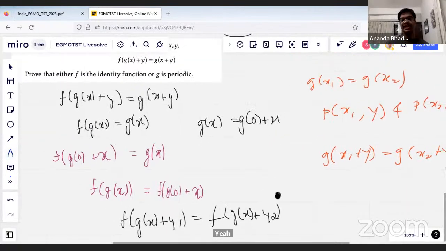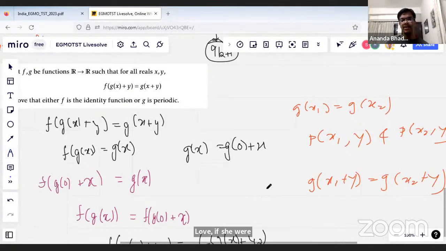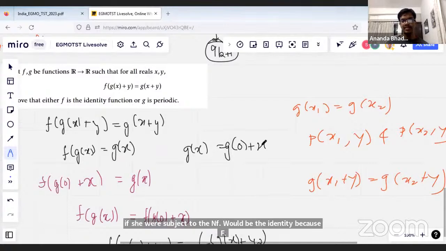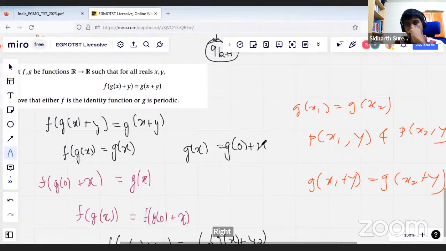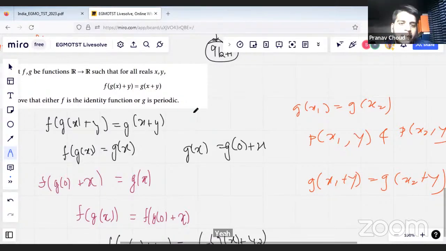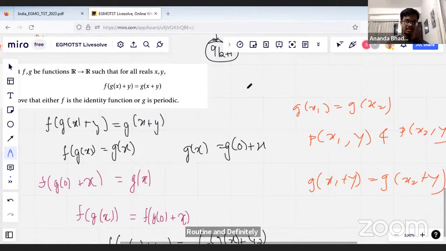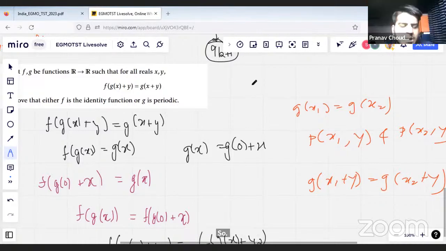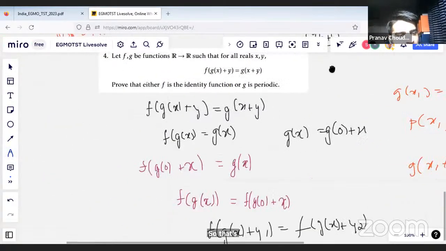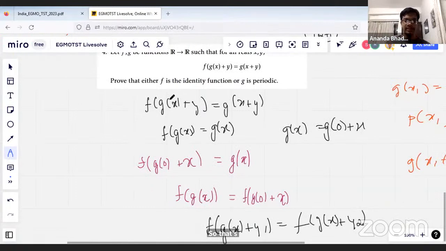Now, if g were surjective, then f would be the identity because f of g of x is g of x, which is injective. But the image of f is the image of g. What does it mean? By varying y, the image of f is the image of g. Oh, right. Okay.